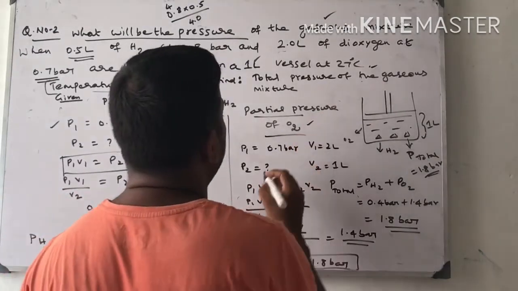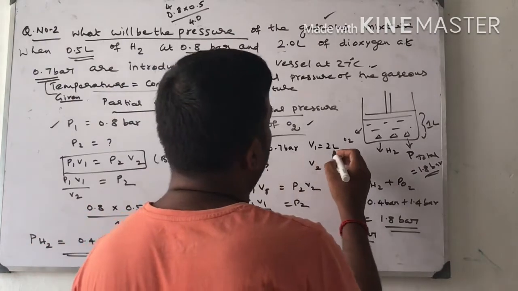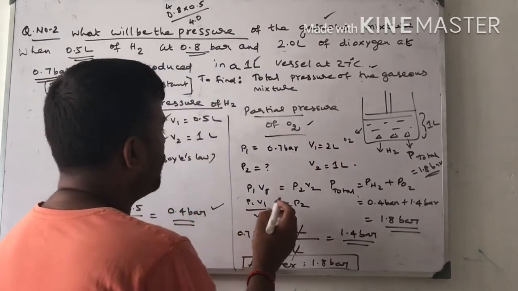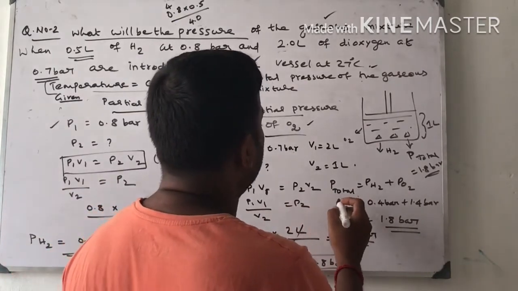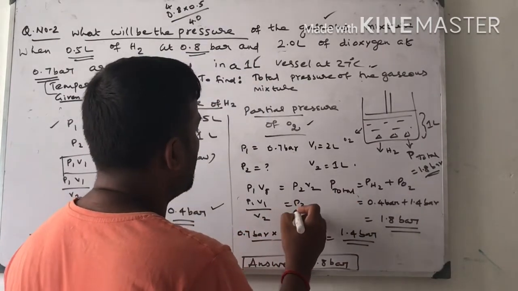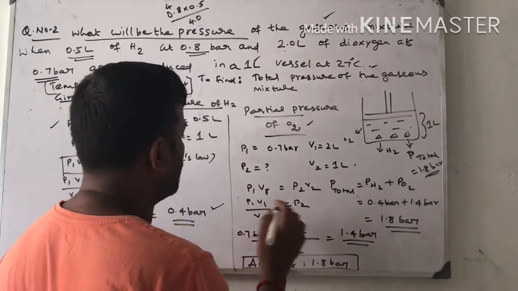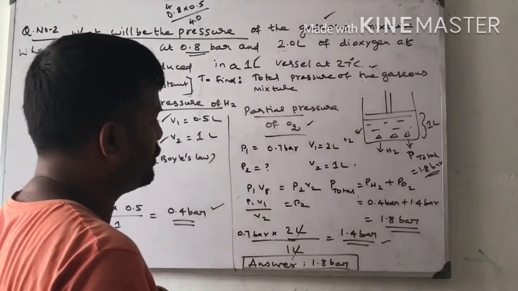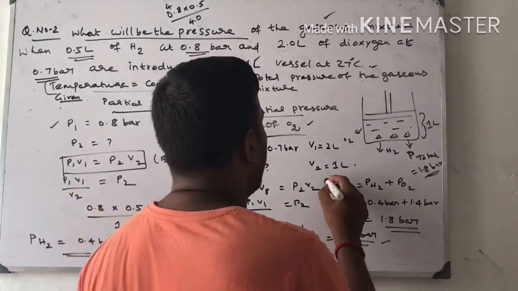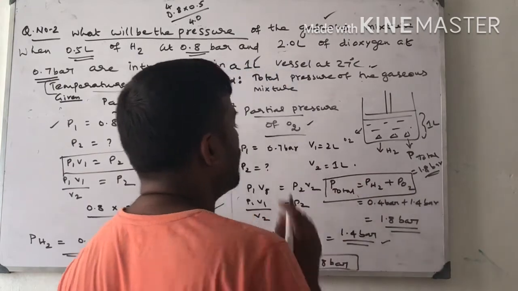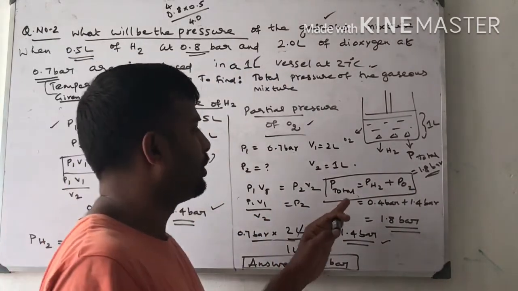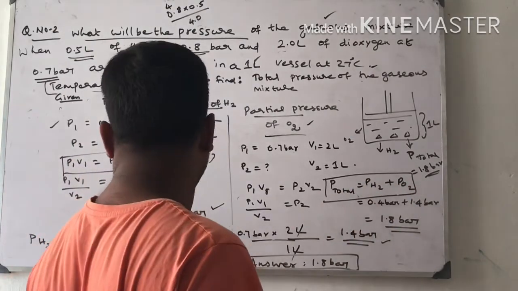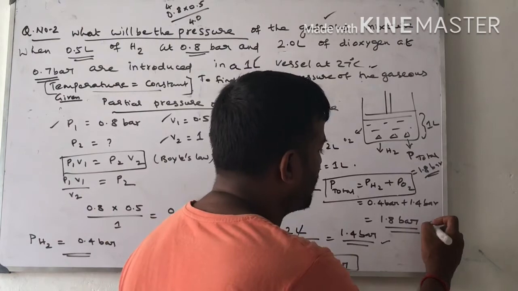Next, partial pressure of O2. P1 is equal to 0.7 bar, V1 is equal to 2 liter, P2 we don't know, V2 is equal to 1 liter. P1 V1 is equal to P2 V2, so P2 is equal to P1 V1 by V2. Substituting values, you get the partial pressure of oxygen as 1.4 bar. For P total, applying Dalton's law of partial pressure, P total is equal to partial pressure of hydrogen plus partial pressure of oxygen. Already we found them, so substituting the values and simply adding, we get the answer.